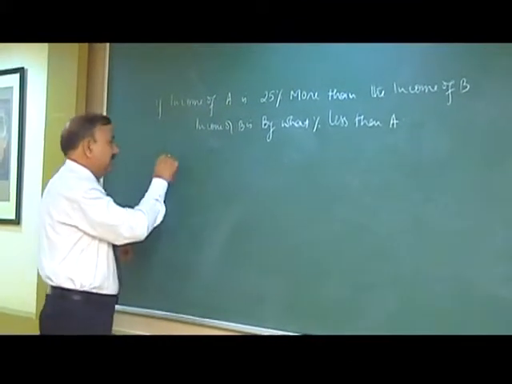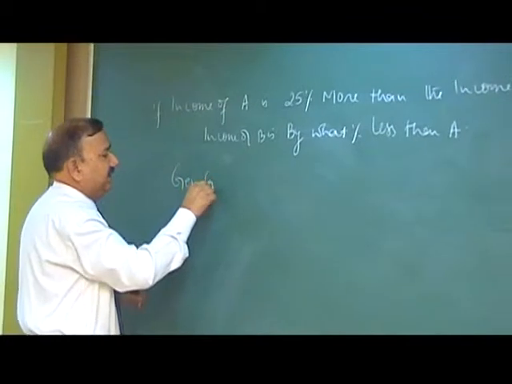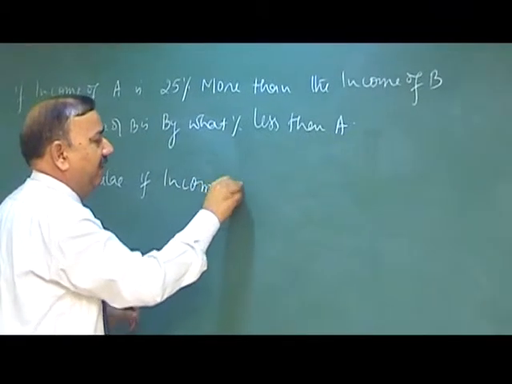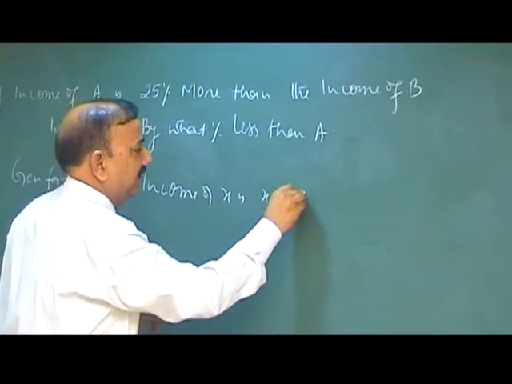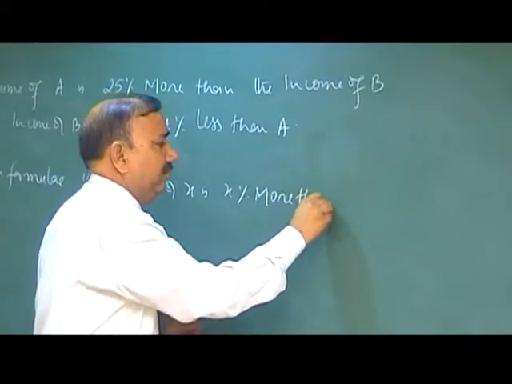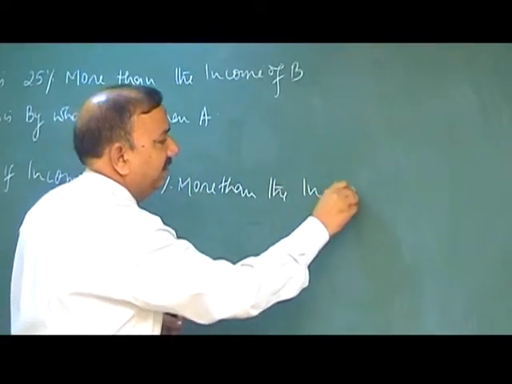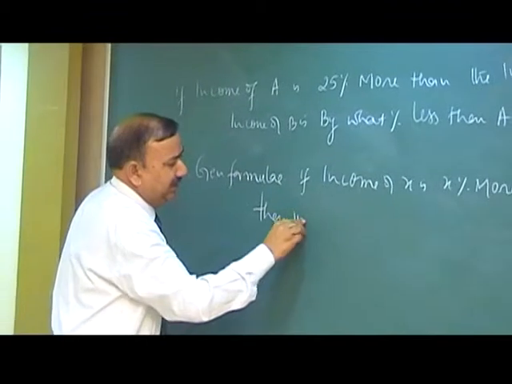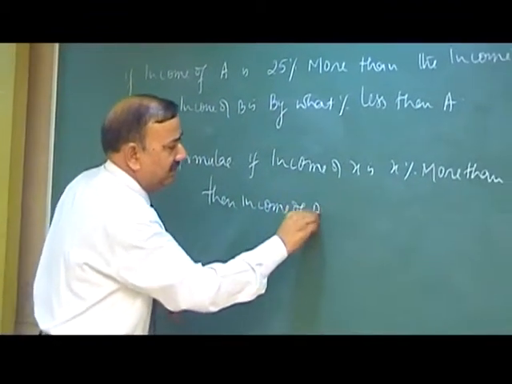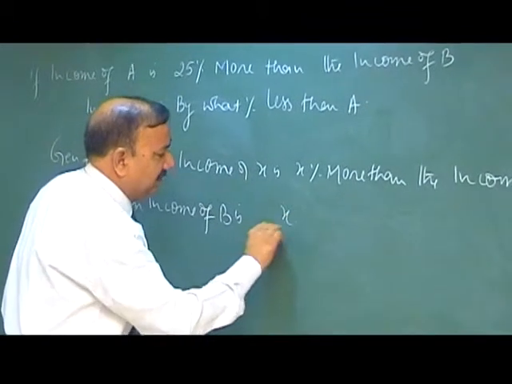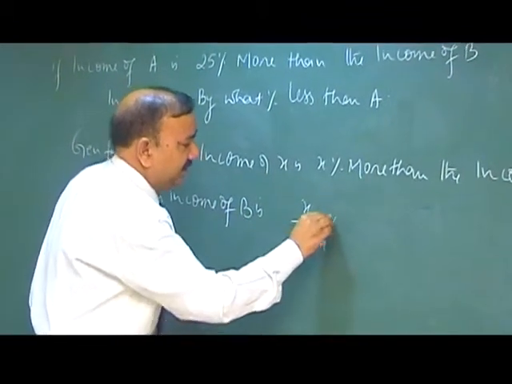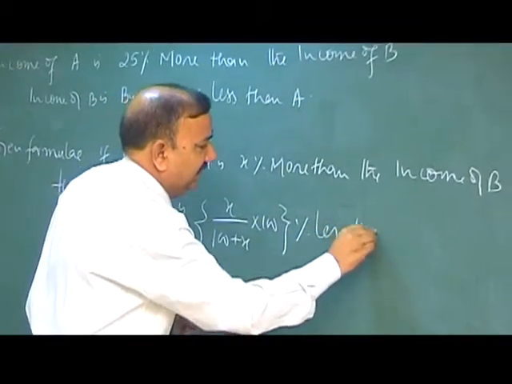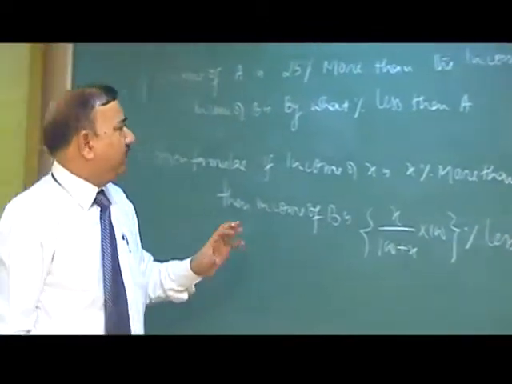We have made a general formula. The general formula for this is: if the income of A is X percent more than the income of B, then the income of B is X upon 100 plus X into 100 percent less than A. This is the easiest way to get the answer to this question.